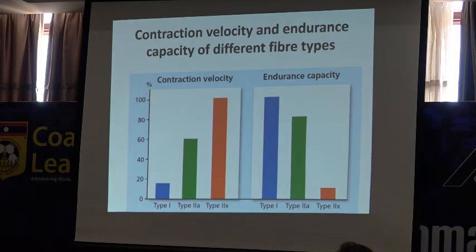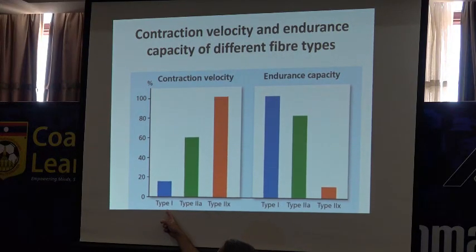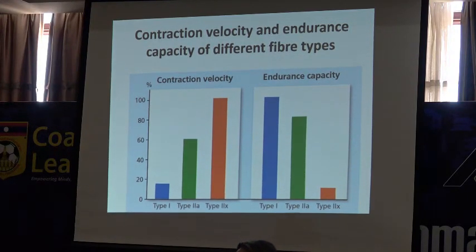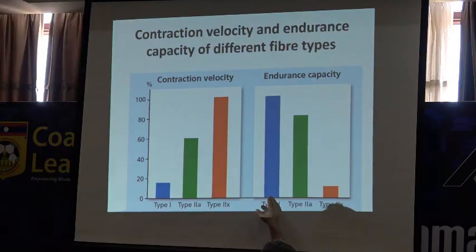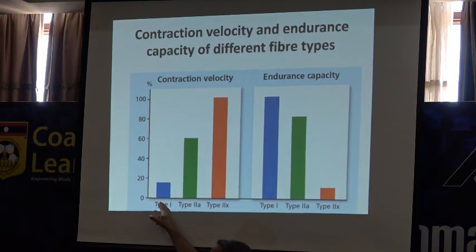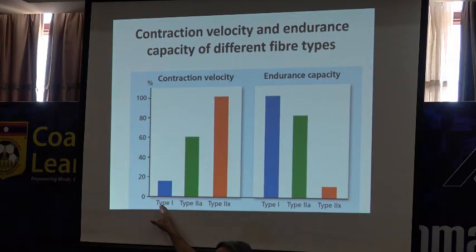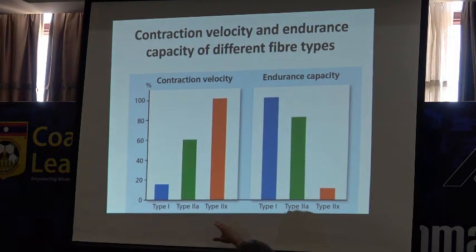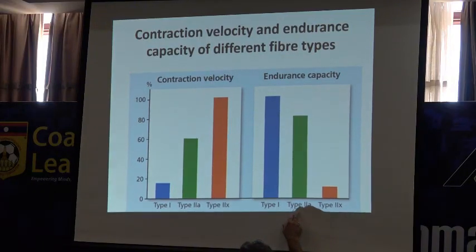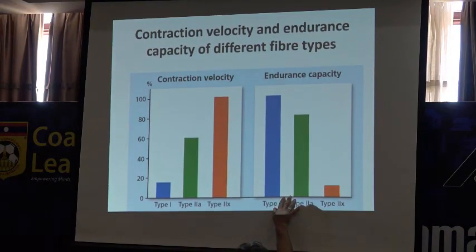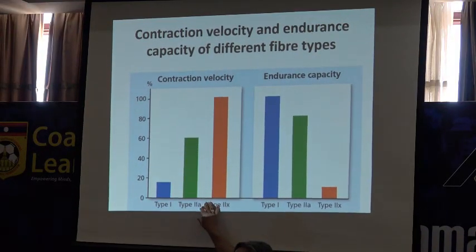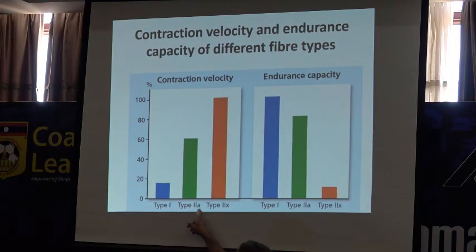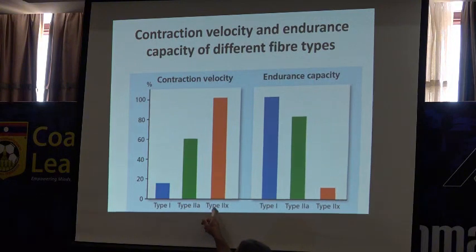We have the type 1 fibers. This is the birds. High endurance, very slow contraction speed. Then we have the type 2 fibers, low endurance, very high contraction speed. But we have 2 types, we have the type 2A and the type 2X.